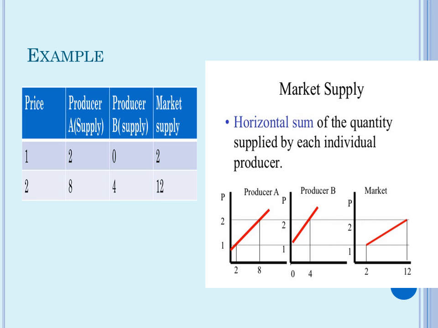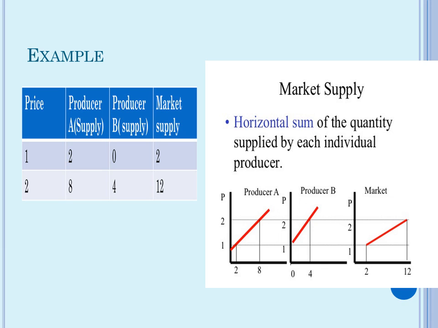is also given. When price is 1, producer A is supplying 2 units and producer B is supplying 0 units. When price is 2, producer A is supplying 8 and producer B is supplying 4 units. When we add together the individual supplies, we get market supply. At rupees 1, the market supply is 2. We get market supply by adding the supply of A and B. And at rupees 2, the market supply is 12. 8 plus 4 is equal to 12.